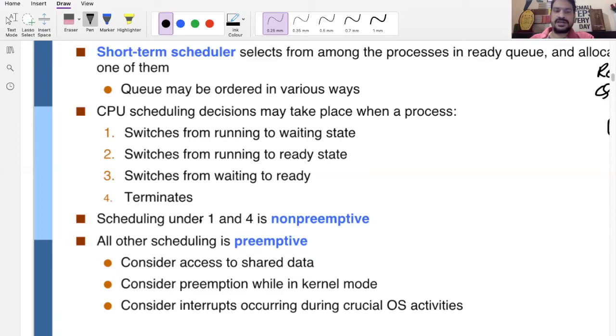So here it says that under condition 1 and condition 4, the CPU scheduling which is done comes into the category of non-preemptive scheduling. What is the meaning of non-preemptive scheduling? Running to waiting state: if we are taking something from running to waiting state, or if something has been terminated, that comes into the category of non-preemptive scheduling. And all other scheduling is called preemptive scheduling. So what is the meaning of preemptive and what is the meaning of non-preemptive? Let's try to understand these two.